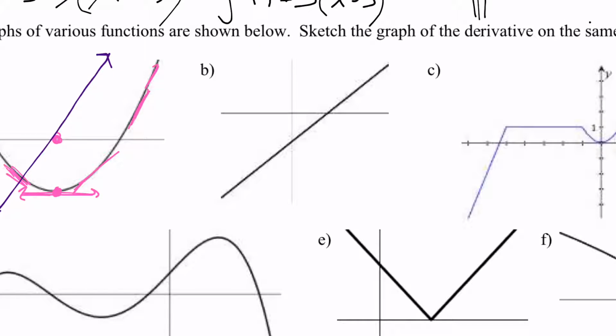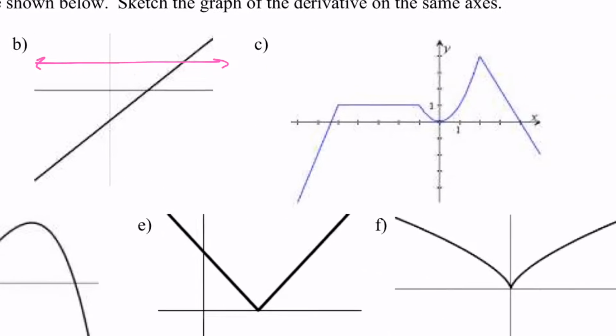Okay, what about this thing right here? Well, notice it is a positive linear function, which means its derivative will be a positive horizontal line at the y value of whatever the slope is.